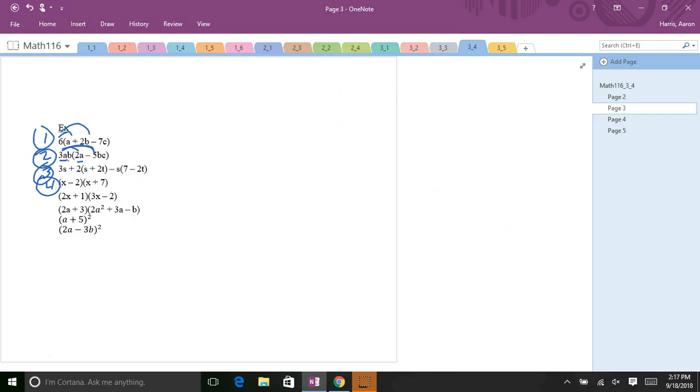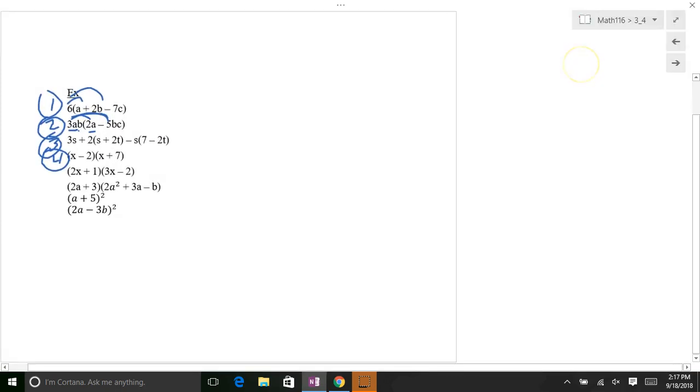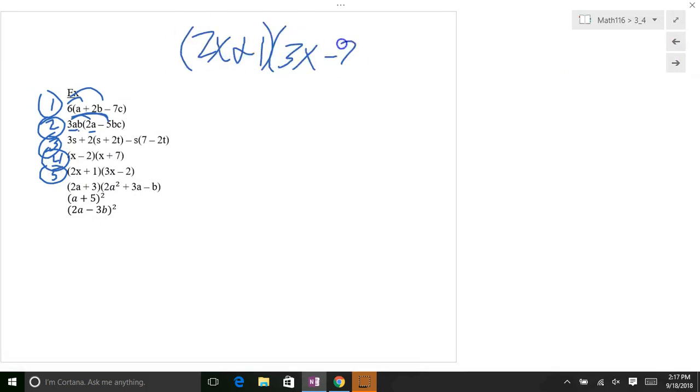Got a few more here. Number 5 right there. We got 2x plus 1 times 3x minus 2. Again, first, outer, inner, last.